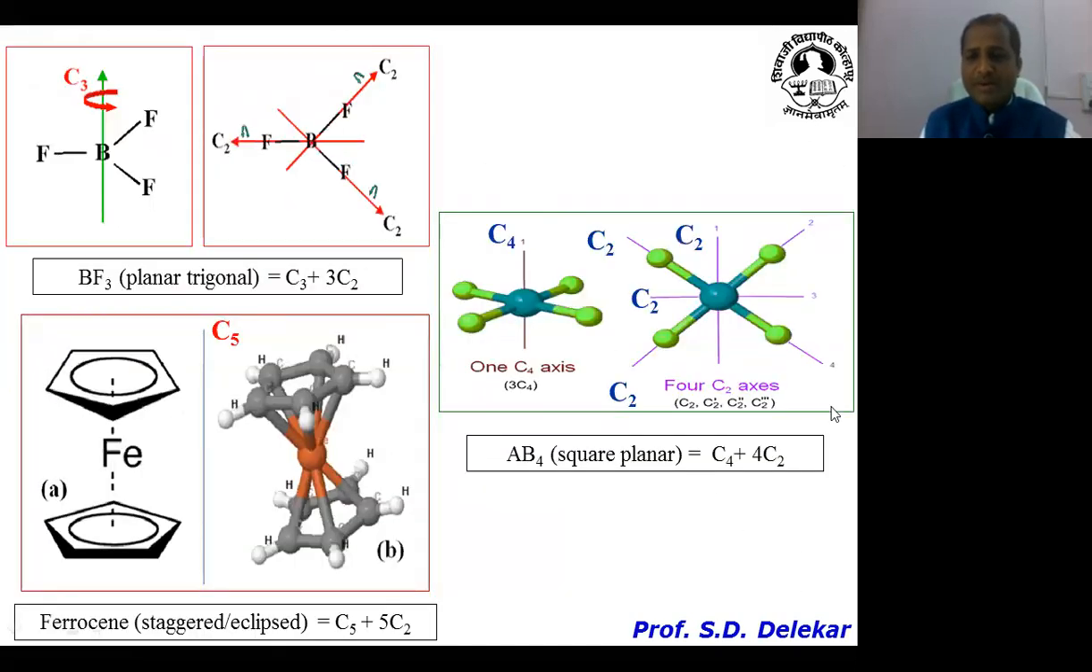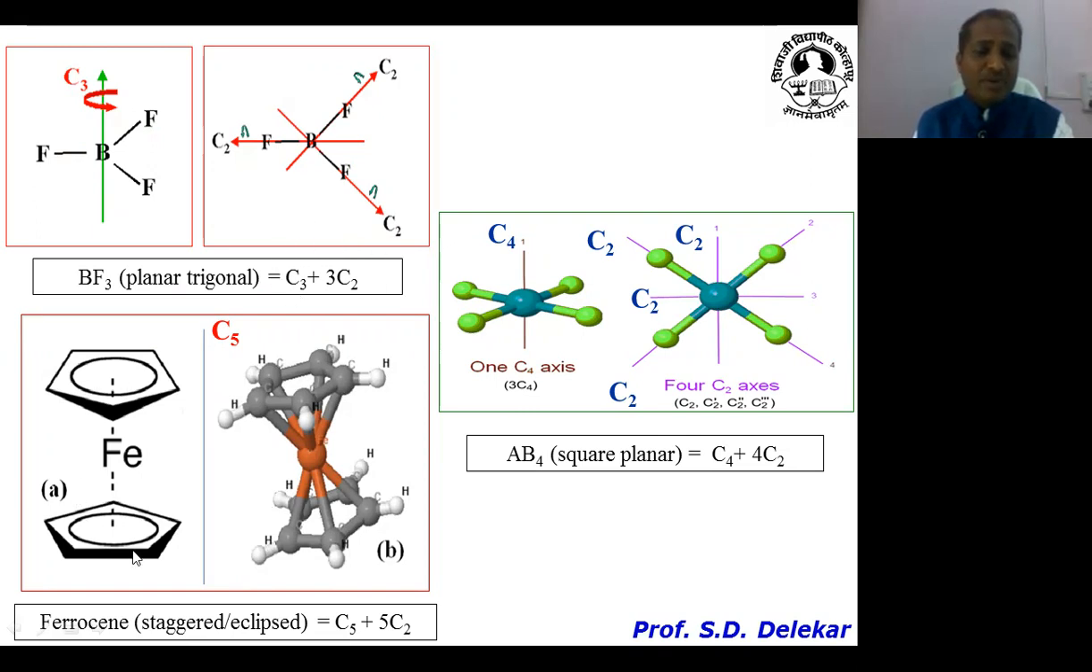So here there are four C2 axes. If there is A, and B1, B2, B3, B4, one passes through B1, B3, another passes through B2, A, B4, then there is a third one, and there is one more, a fourth one. So for AB4 having square planar geometry, the overall axis of symmetry is C4 plus 4C2. So this set is called the D4 set. The earlier set is called the D3 set.